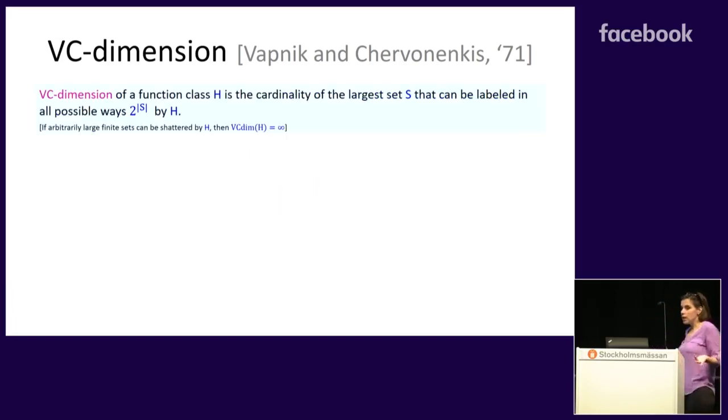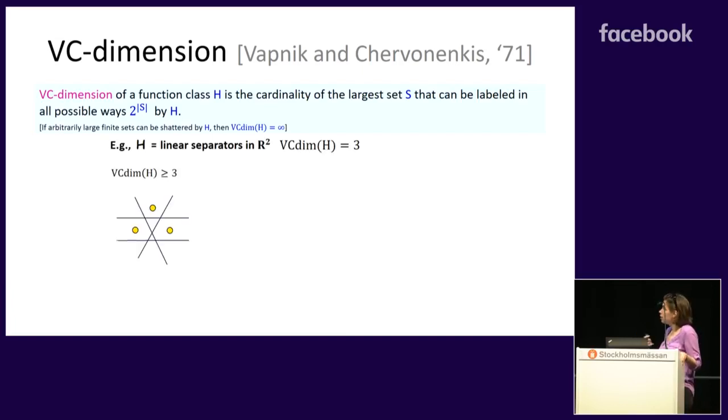Okay, and what is the VC dimension? Well, the VC dimension of a class H is just the cardinality of the largest set S that can be labeled in all possible ways by functions in H. And if a set can be labeled in all possible ways by functions in H, we say that the set is shattered. Again, the VC dimension is just the cardinality of the largest set S that can be shattered by functions in H.